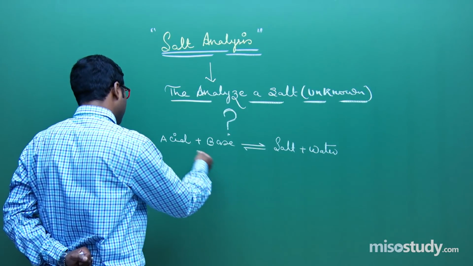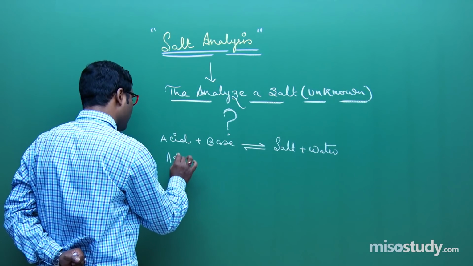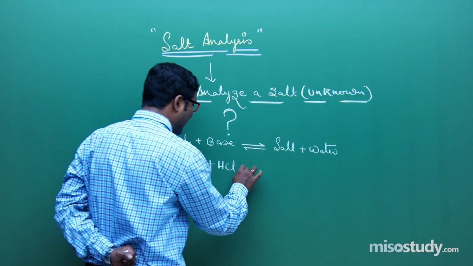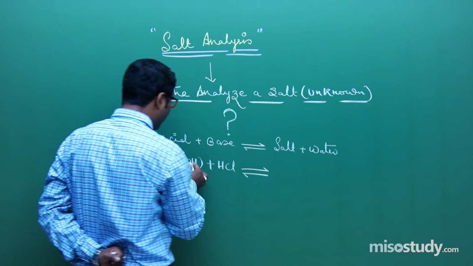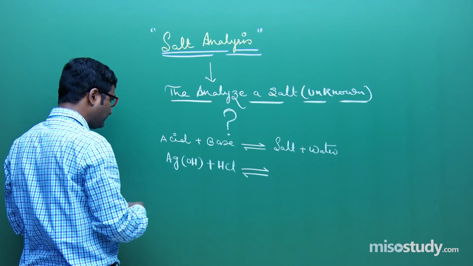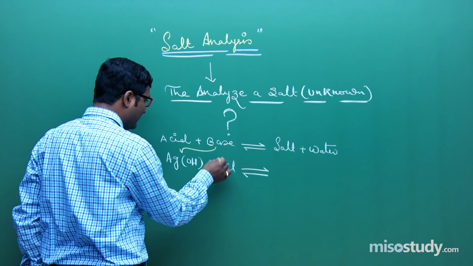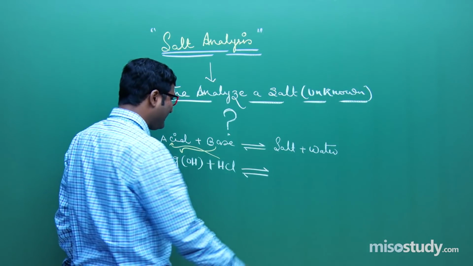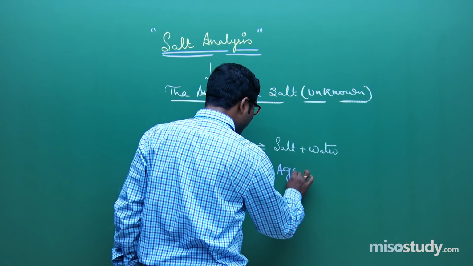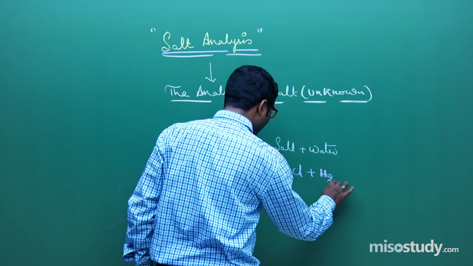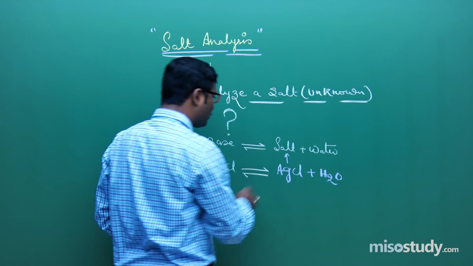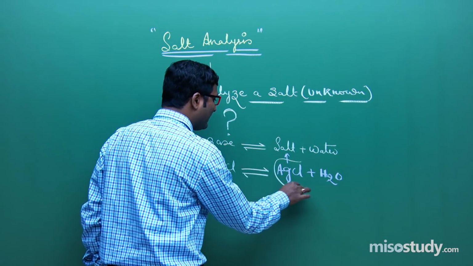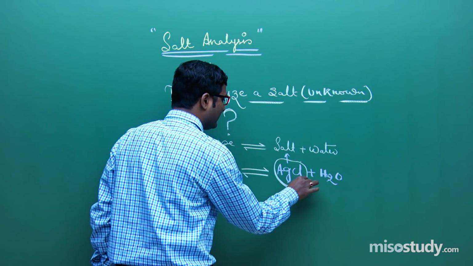We are very much familiar with this reaction. If I take an example, suppose I take AgOH as a base and HCl as an acid, then tell me what will happen. This one is base, don't get confused, and this one is acid. Now what will happen, check it out. It gives you AgCl plus H2O. That is, this AgCl is salt. Now if you do not know that there is a salt AgCl, unknown.